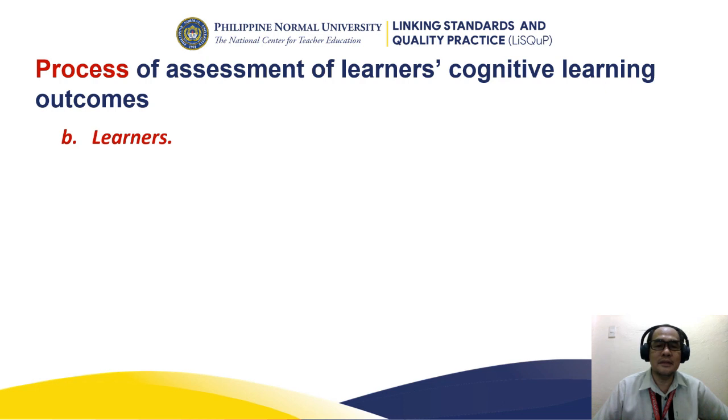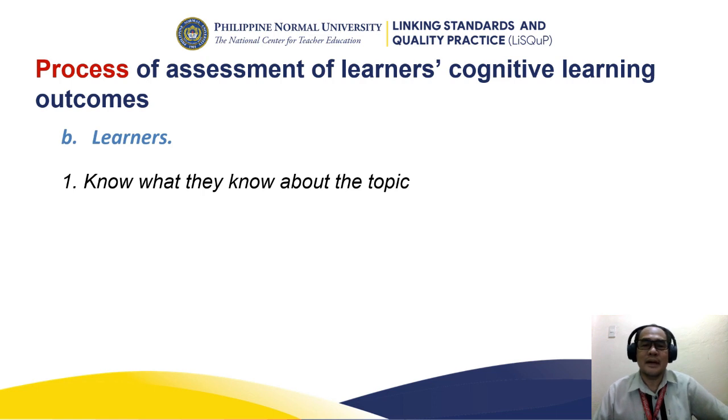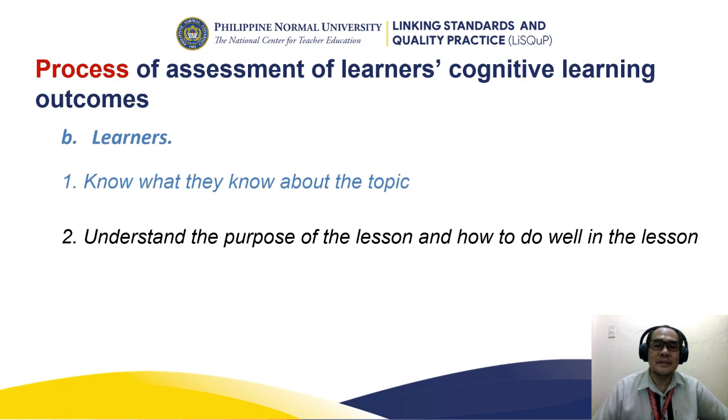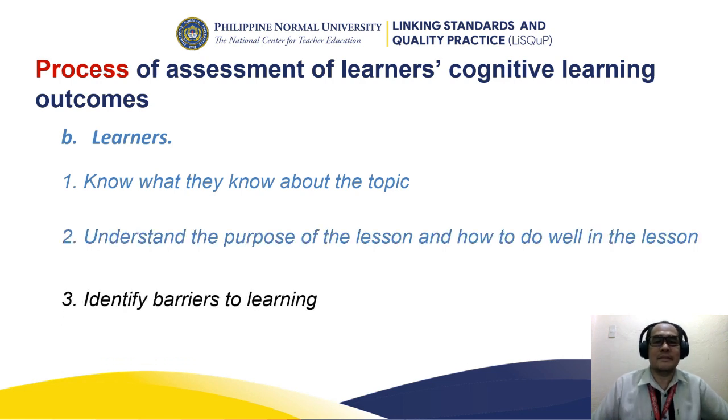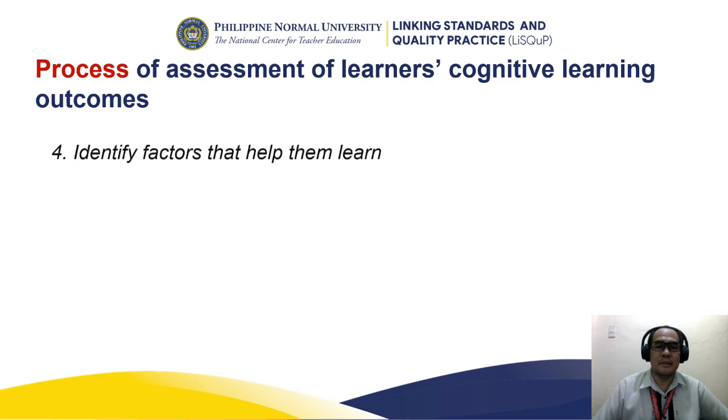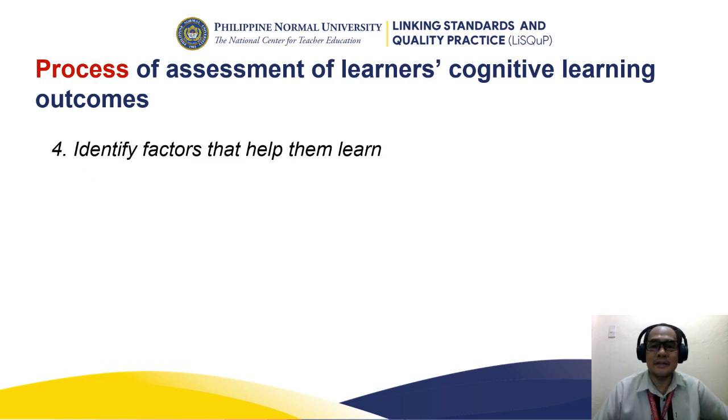Process of assessment of learners' cognitive learning outcomes on the part of the learners. Number one, understand what they know about the subject. Number two, know the lesson's objectives and how to perform effectively in the lesson. Number three, determine obstacles to learning. Number four, identify factors that facilitate their learning.